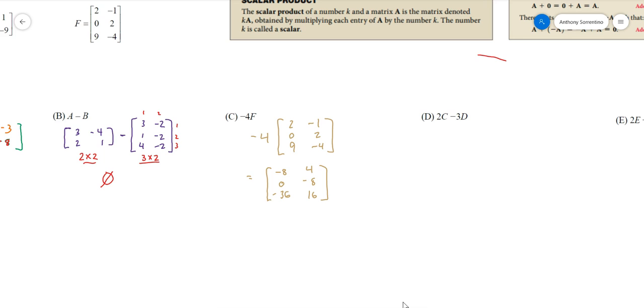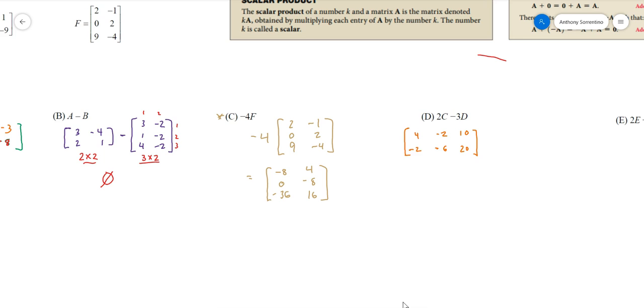2c minus 3d. Well, as we just mentioned, in C here, 2 times C means I'm going to take matrix C and multiply all the numbers by 2. So I'm just going to do that as my first step. I'm going to write what 2c is. 2c is going to be 4, negative 2, 10 in the first row, negative 2, negative 6, and 20 in the second row.